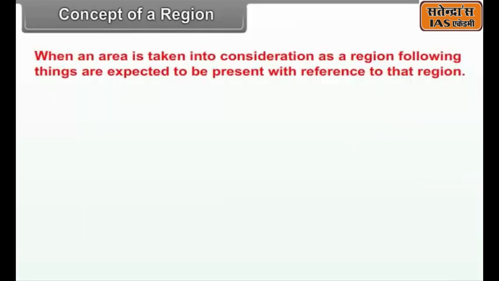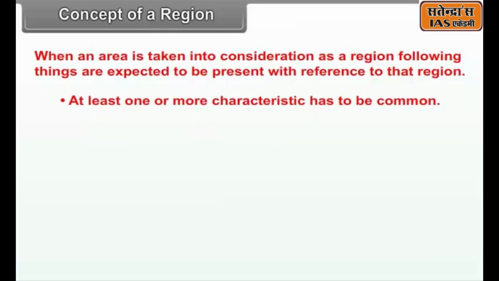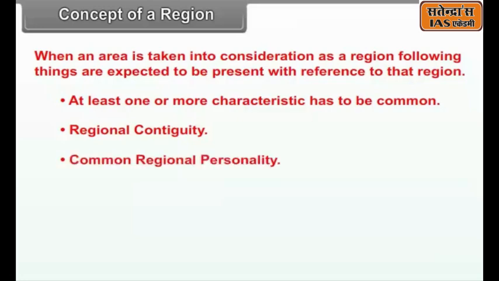When an area is taken into consideration as a region, the following things are expected to be present with reference to that region. 1. At least one or more characteristics have to be common. 2. Regional contiguity. 3. Common regional personality. 4. Similarity.